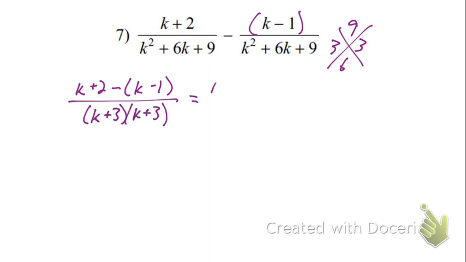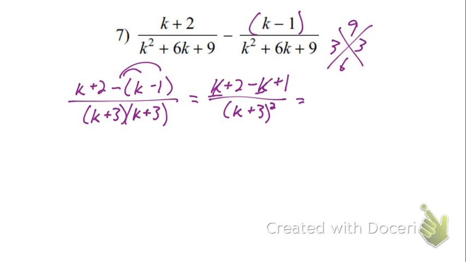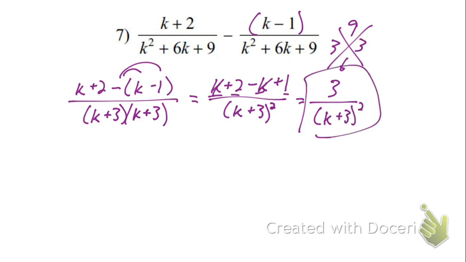So this is k plus 2 minus k, and then plus 1, because we're distributing here. It's all over, I'm just going to write this, k plus 3 quantity squared. So now, k minus k, those are 0. It goes away. What's 2 plus 1? It's 3. So I get 3 over k plus 3 quantity squared. That's it. That's all you have.